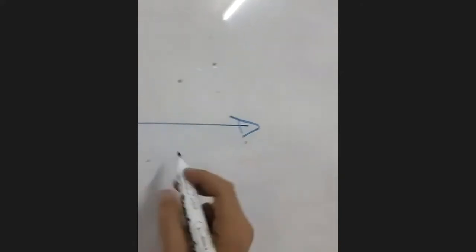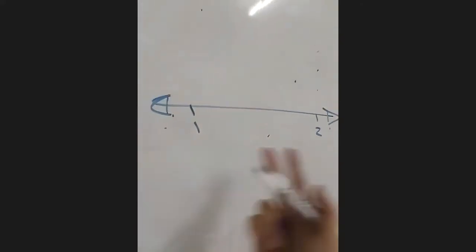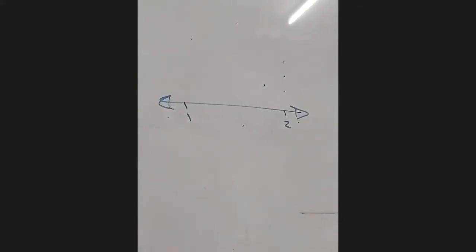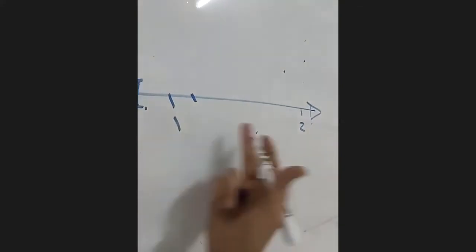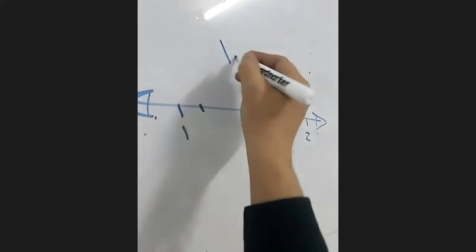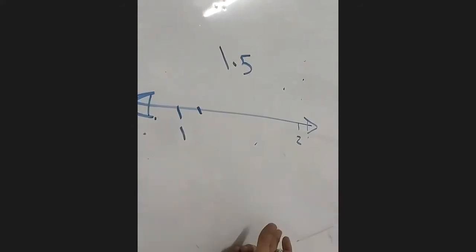Look here, Mr. This is 1, okay? And this is 2. Whole numbers. This is 1 and this is 2, on the number line. You know the number line? Good. Now I will divide it here. Between 1 and 2 we have numbers, like 1.5. 1.5 is located between 1 and 2, right?